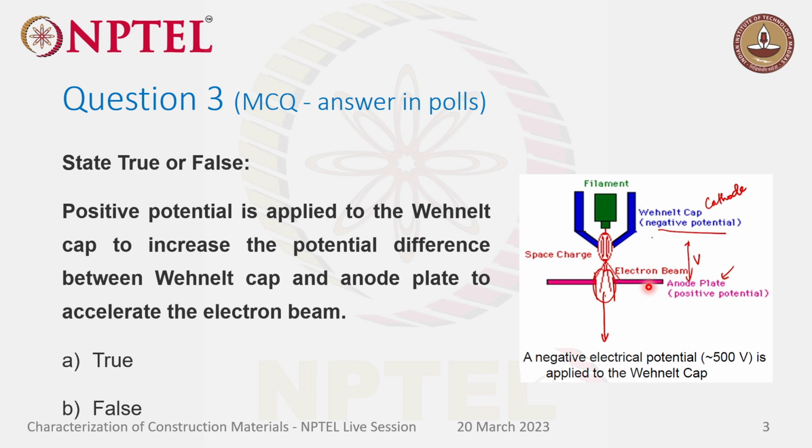And then since the anode plate is positively charged, we know that opposite charges attract, so the velocity of the electron beam which passes through this Wehnelt cap and reaches the gap and the anode plate will be accelerated further because of the potential difference between the Wehnelt cap and the anode plate. So in that case the correct answer is false, because here you have said that positive potential is applied to the Wehnelt cap. That is wrong. Negative potential is applied.